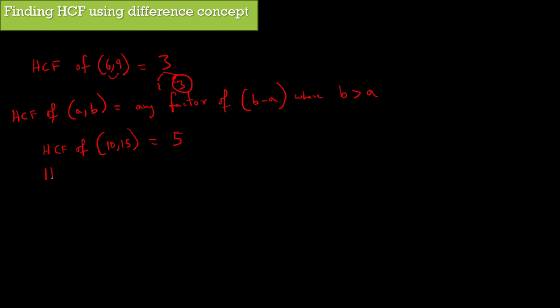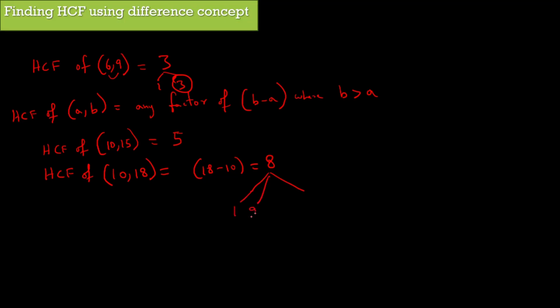Now let us see one more example. What is the HCF of 10 and 18? What is the difference between 10 and 18? 18 minus 10 is equal to 8. But here if you see, 8 will not divide 10 and 18 exactly. So what do I need to consider? Factors. What are the factors of 8?